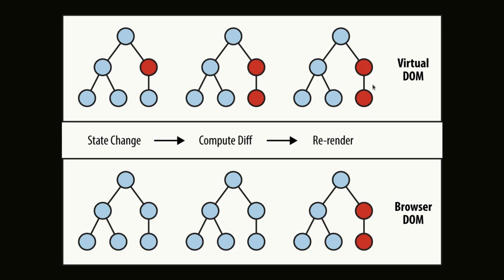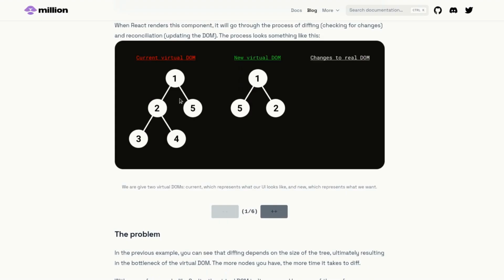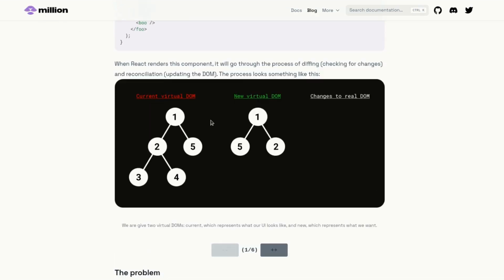This is also coupled with the fact that React will batch updates together and it only ever updates the actual browser DOM once. So that is why it is much more performant. There is a neat little animation on the Million.js website itself to visualize this. So here you can see the current virtual DOM and the new virtual DOM, that is after the change. So if we go to the next step, you can see this is how the diffing algorithm compares.